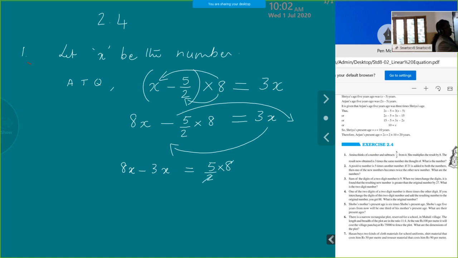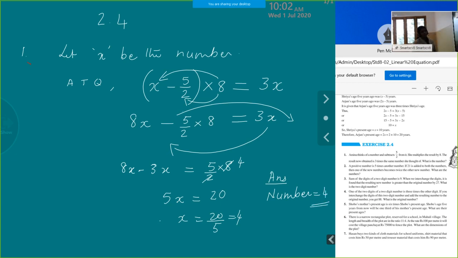Now look here, I can cancel the 2 and 8. I get it as 4 times 5. So my answer becomes 8x minus 3x is 5x, right? So I get 5x is equal to 20. So obviously x becomes 20 by 5, that is 4. So what is the number she thought of? Answer is, the number is equal to 4. Okay? The number is equal to 4.